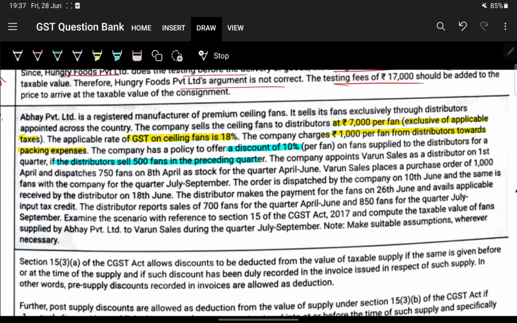They dispatch 750 fans for April to June, and then Varun Sales places a purchase order of 1000 fans with the company for the quarter of July to September. Next, the order is dispatched by the company on 10th June and received by the distributor on 18th June. It doesn't matter. Next, the distributor makes payment for the fans on 26th June and avails applicable input tax credit. The distributor reports sales of 700 fans for the quarter April to June and 850 for the quarter July to September.